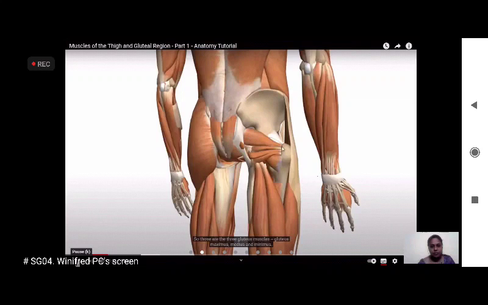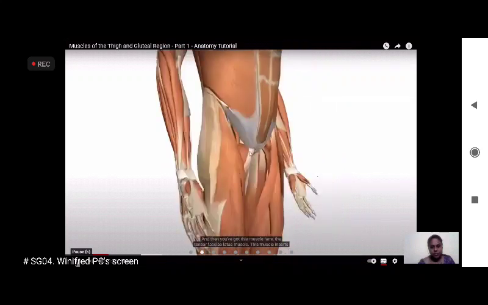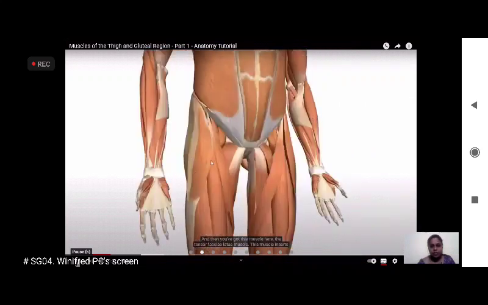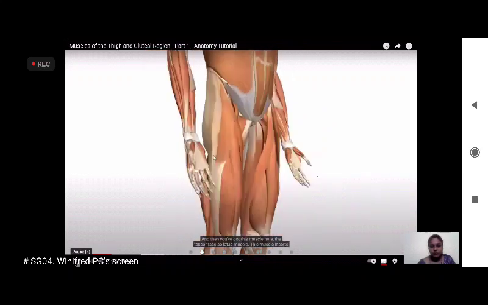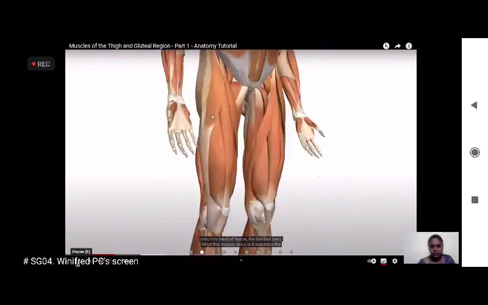And then you've got this muscle here, the tensor fasciae latae muscle. So this muscle inserts onto this band of fascia, the iliotibial tract, and what this muscle does is it stabilizes the knee in extension. So that's the tensor fasciae latae muscle.